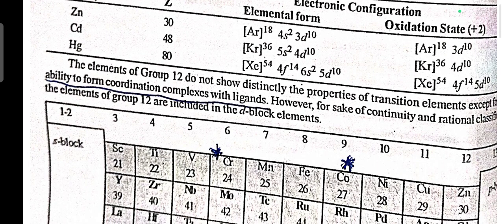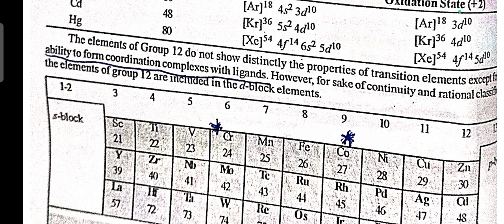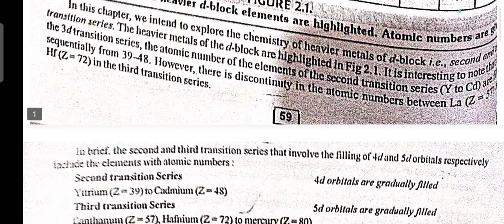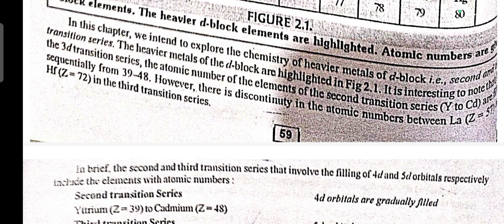The elements of group 12 do not show distinctly the properties of transition elements except for the ability to form coordination complexes with ligands. However, for the sake of continuity and rational classification, the elements of group 12 are included in the d block elements. In this chapter, we tend to explore the chemistry of heavier metals of the d block, second and third transition series. The heavier metals of the d block are highlighted in figure 2.1.